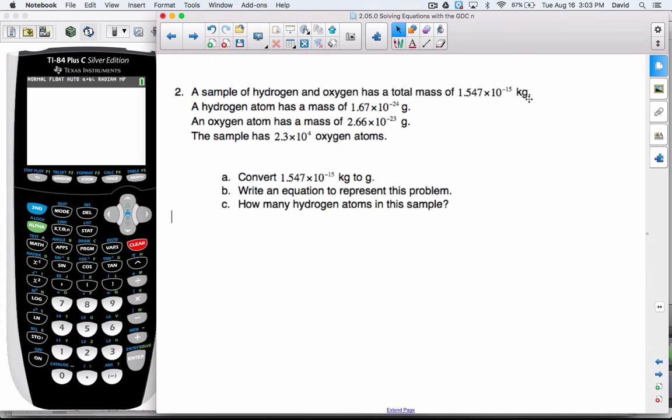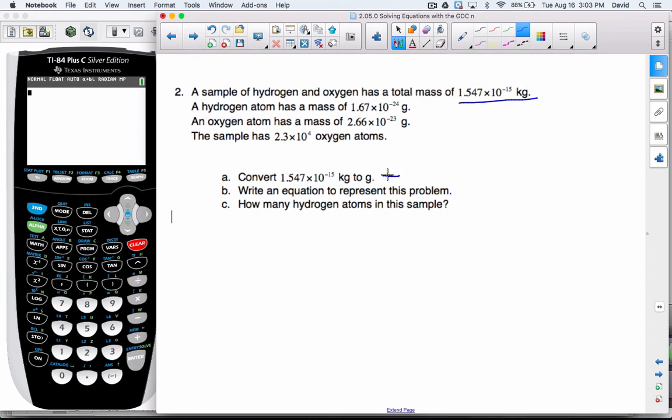All right, so when we look at this problem, we've got a sample of hydrogen and oxygen with a total mass of this number in kilograms, 10 to the negative 15, so that's not very much at all. The hydrogen atom has this mass, an oxygen atom has this mass, and the sample has this number of oxygen atoms. We're asked to convert the total mass to grams, because this is in kilograms and these ones are grams. Then write an equation to represent this problem and find how many hydrogen atoms are in this sample.